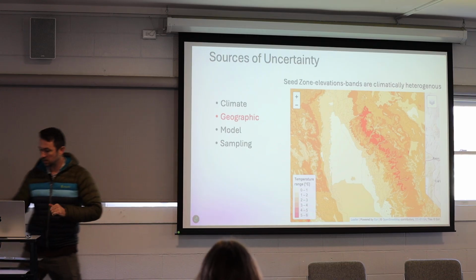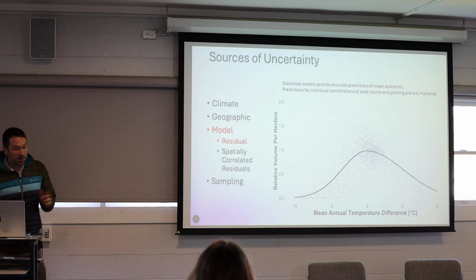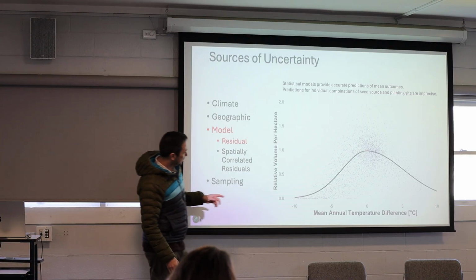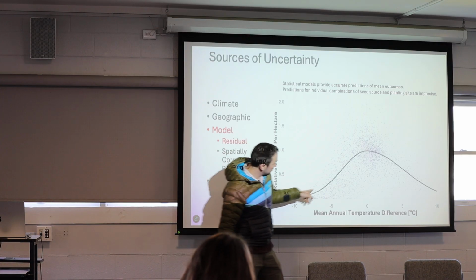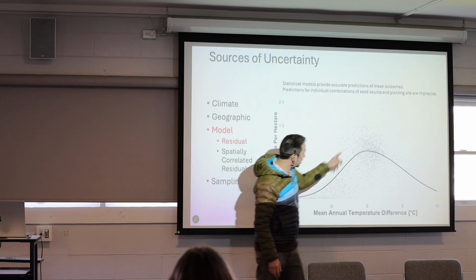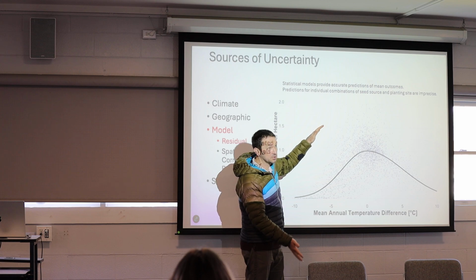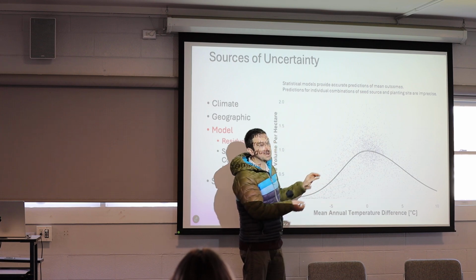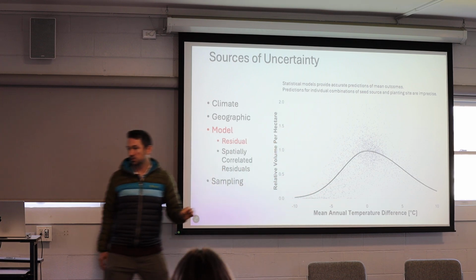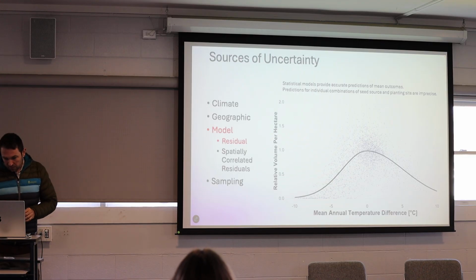precise locations. Model uncertainty is, of course, another source of uncertainty, right? The models do a great job of predicting the mean outcome, but there's lots of noise above and below that. Granted, that noise is much lower once you're accounting for multiple dimensions of climate change at once, as opposed to just single dimensions of climate change.